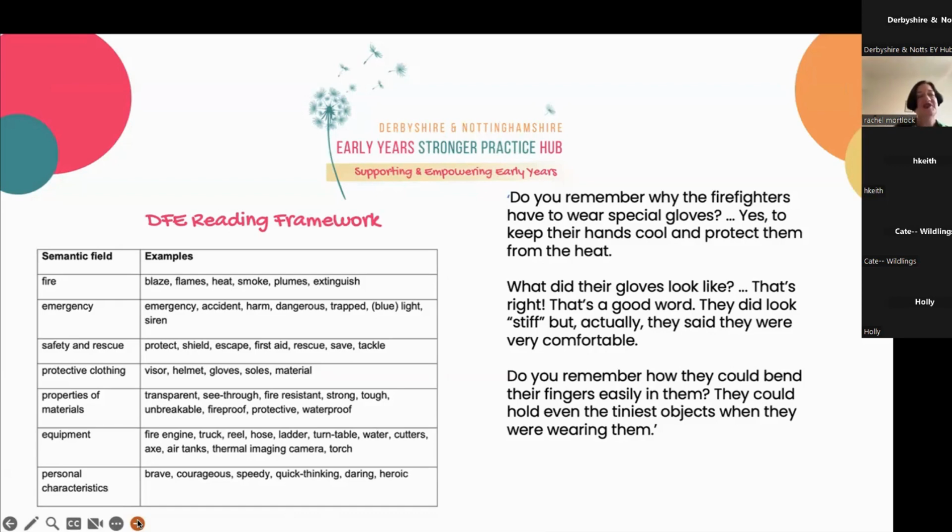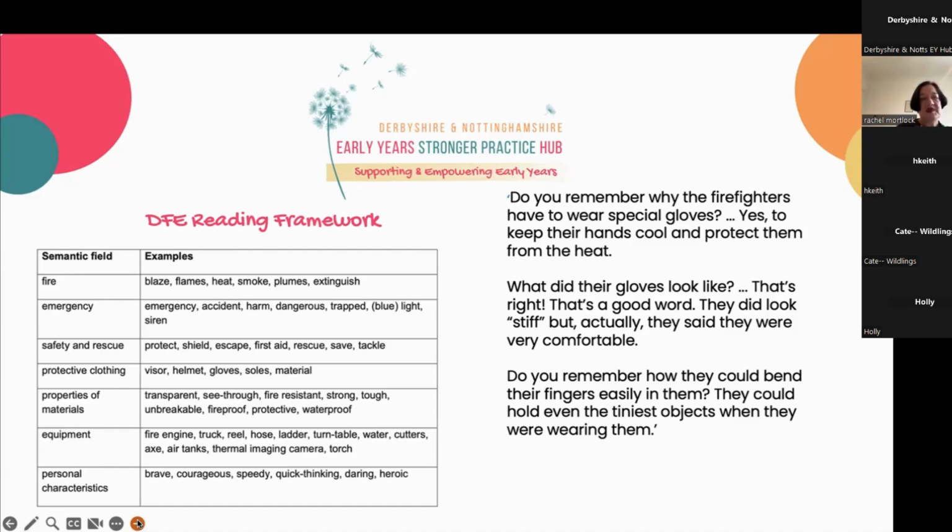So when the DfE published its first version of its reading framework and guidance, this was the examples of the vocabulary being proposed around a reception visit from firefighters as part of that. It says very strongly that we need to plan for vocabulary. And these are the examples of the kind of questions it said that we would talk about to children afterwards to try and recount their experiences. And it is really important that we talk to children about experiences that have happened.